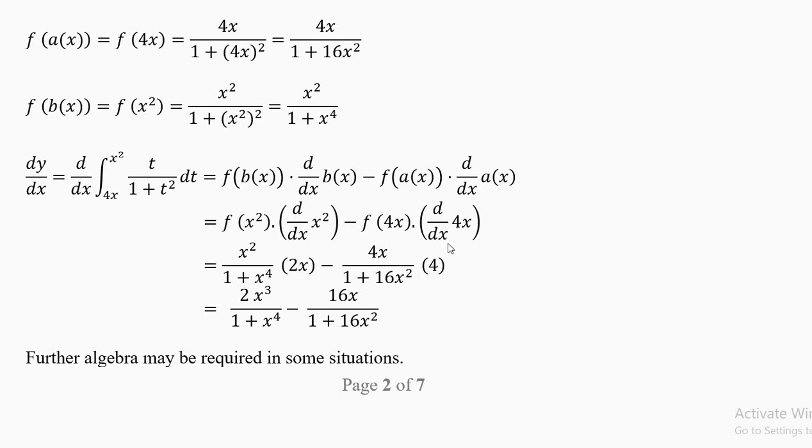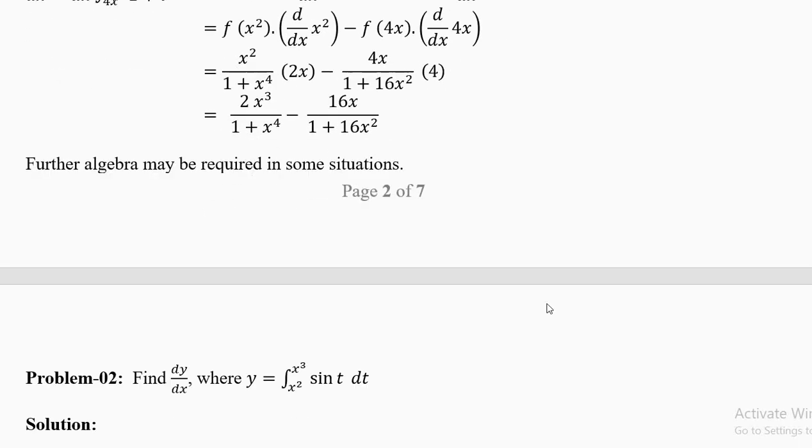Now the derivative of 4x is 4. You will get 4 into 4x, 16x divided by 1 plus 16x squared. Do not try any more algebra on this. We do not need it in this chapter today.